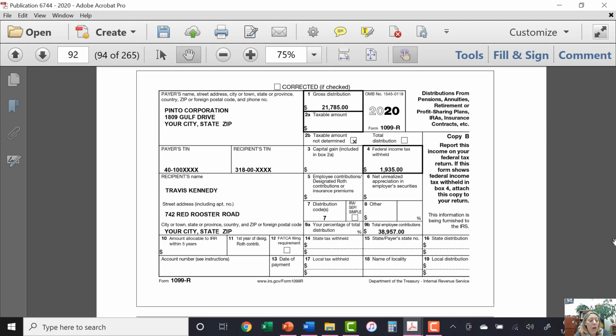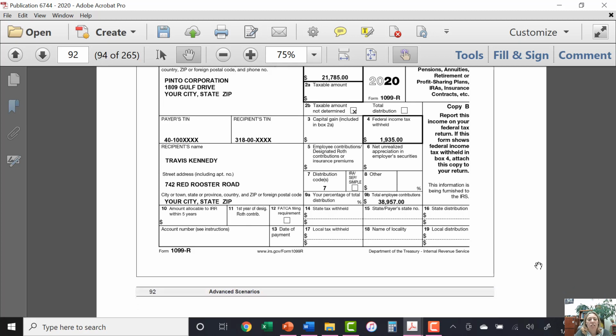If they were affected to a point where they had to quarantine, they got the disease, somebody in their house had to quarantine, if they couldn't work because of COVID-19, they can take a distribution up to a certain amount from their retirement account and not have it subject to the additional 10% penalty. So just kind of something in there that's interesting as far as this goes.